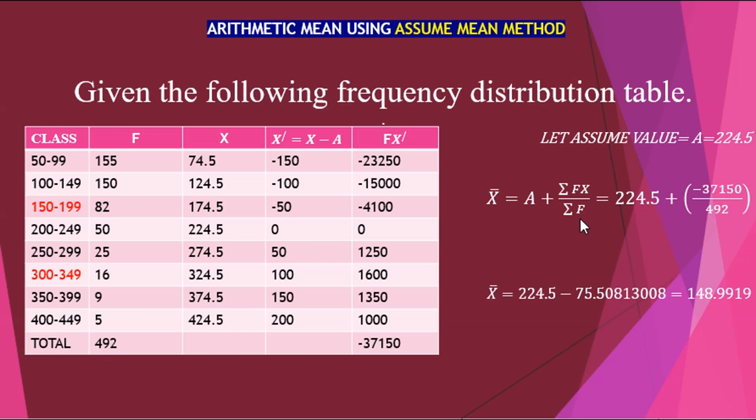Therefore, our x bar is equal to 224.5 minus 75.50813008. Therefore, our mean value, which is x bar, is 148.9919 to 4 places of decimal.